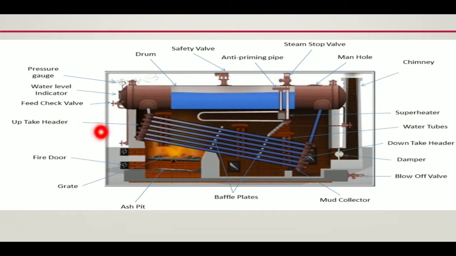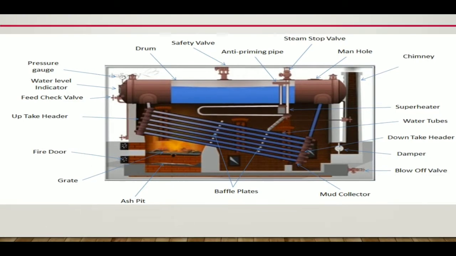By the help of this device, the steam is supplied to the boiler drum. This is the fire door, by which the fuel is supplied to the boiler furnace. This is the grate.